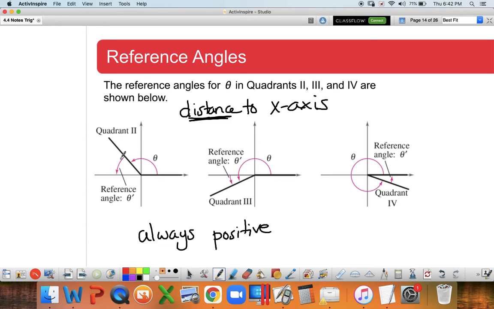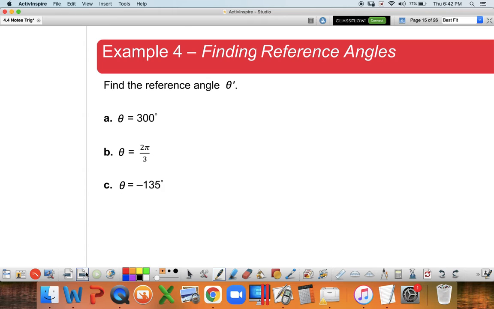So if I'm here in quadrant 2, I just find the distance to the x-axis, and I refer to it, remember, our reference angle, we put that little dash at the end. If I'm in quadrant 3, I just find the distance up to the x-axis. If I'm in quadrant 4, I find the distance up. So when I'm on this side of my coordinate plane, I'm thinking, how far away from 180 degrees am I? When I'm on the right side of my coordinate plane, I'm thinking, how far away am I from 0 or 360 degrees? It just depends.